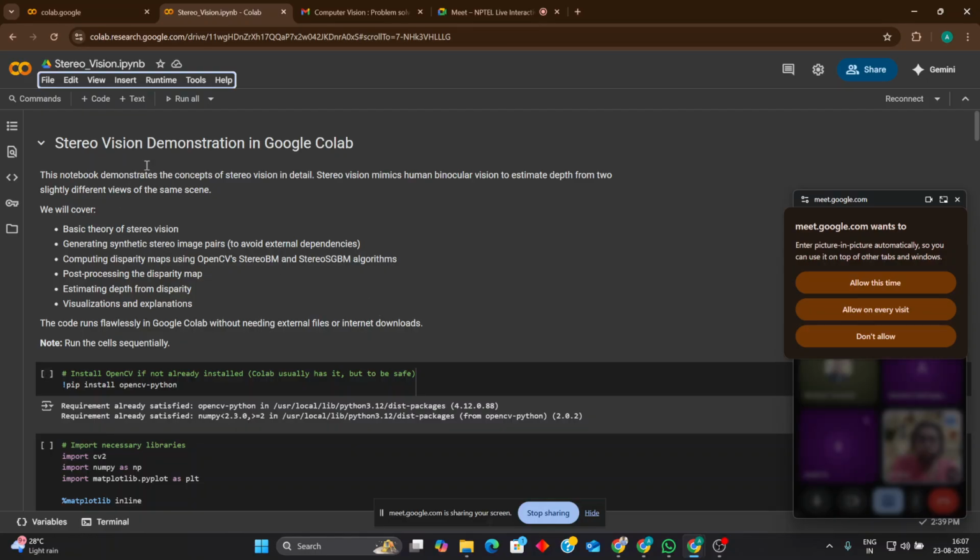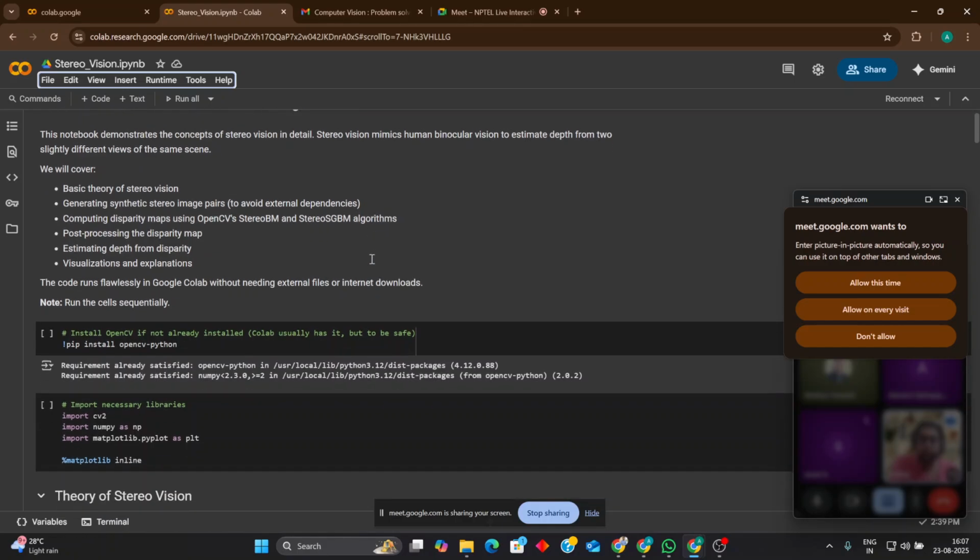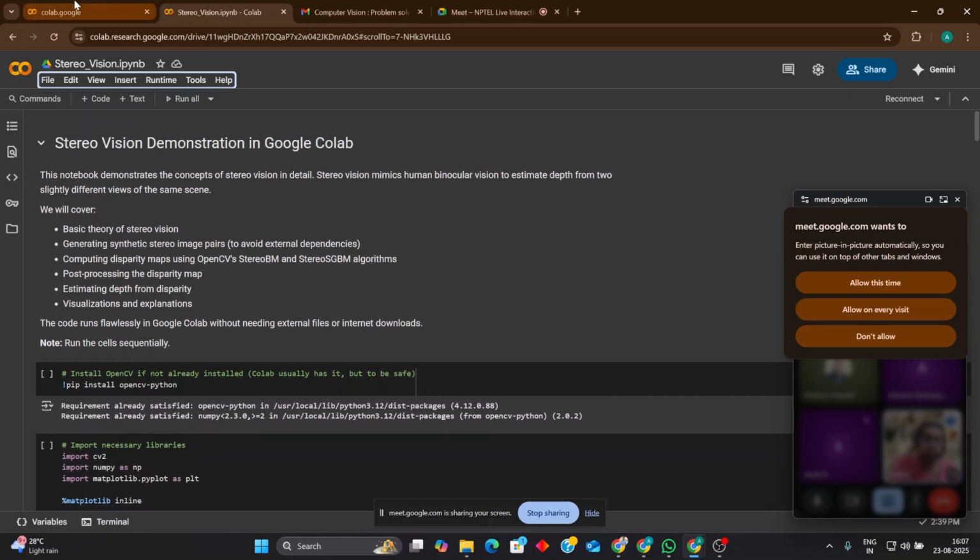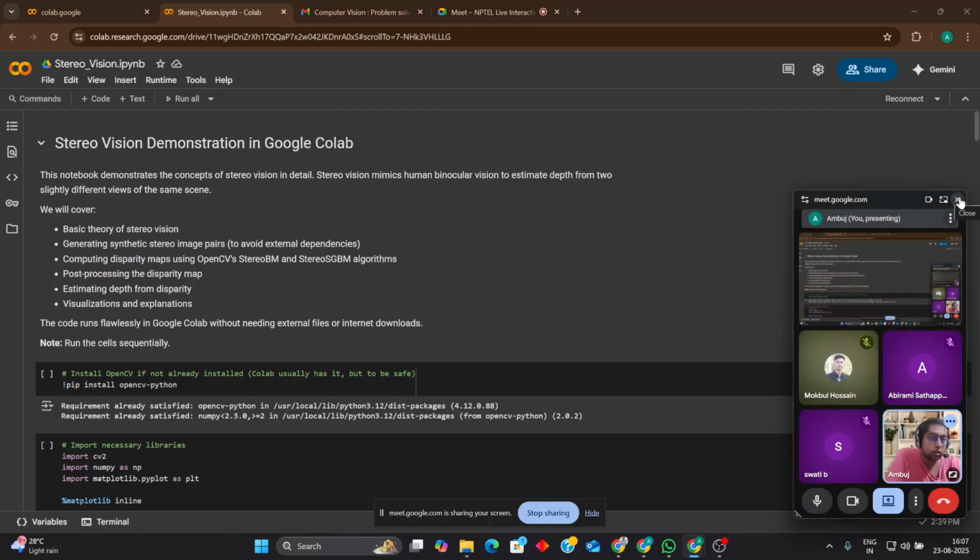So this particular one is the demonstration. First of all, this is the Google Colab, your platform for running the Python codes. A lot of platforms are there. If you want to run on the local system, feel free to contact me in case any doubt is there. These are the principal practical aspects.